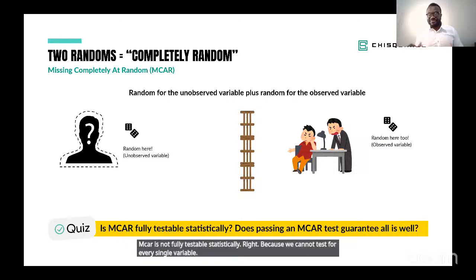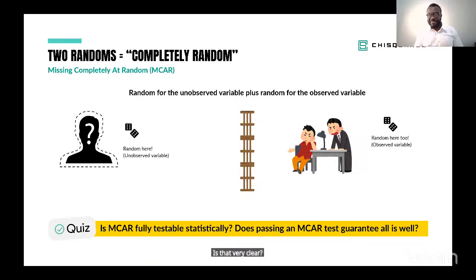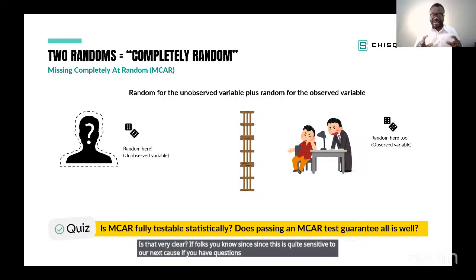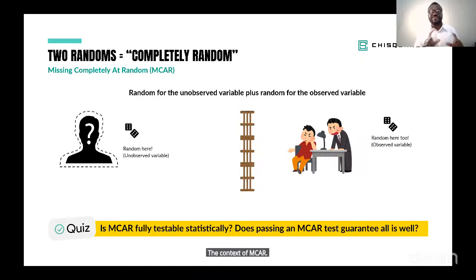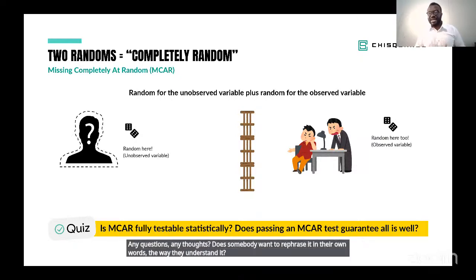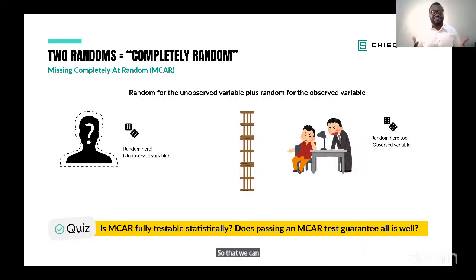Is that very clear? Folks, since this is quite sensitive to our next course, if you have questions, you can drop them so that we can clarify that before we leave the context of MCAR. It's very important that we understand this. Any questions, any thoughts? Does somebody want to rephrase it in their own words, the way they understand it, so that we can be sure we're all on the same page?